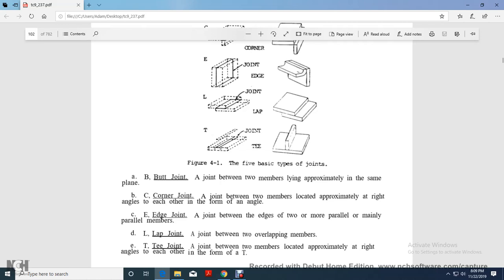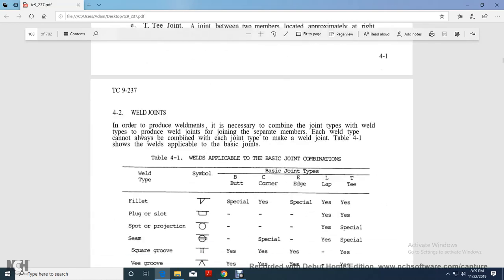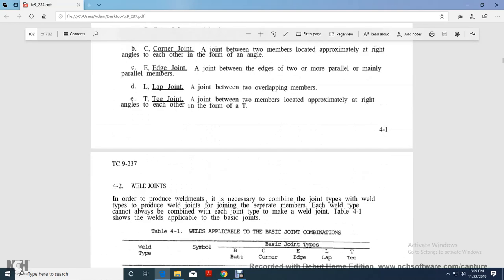Butt joint: a joint between two members lying approximately in the same plane. Corner joint: two members located approximately at right angles to each other that form an angle. Edge joint: a joint between the edges of two or more parallel, or nearly parallel, members. Lap joint: a joint between two overlapping members. T joint: a joint between two or more members located approximately at right angles to each other in the form of a T.